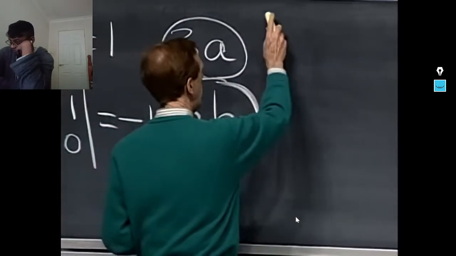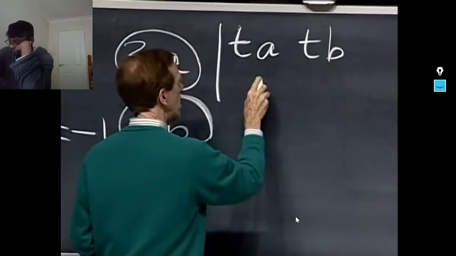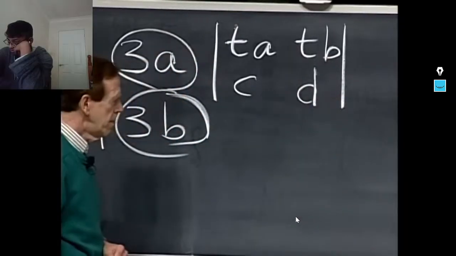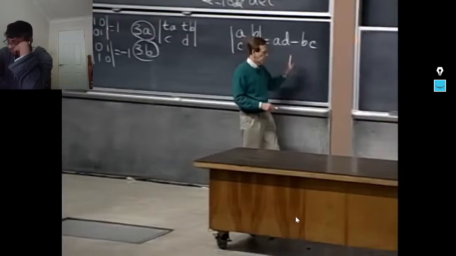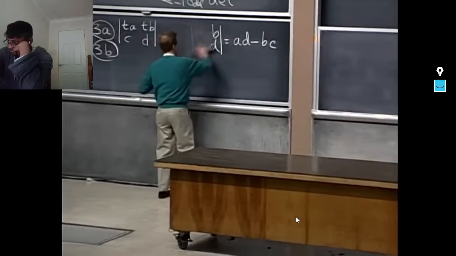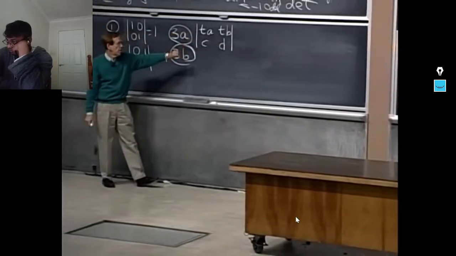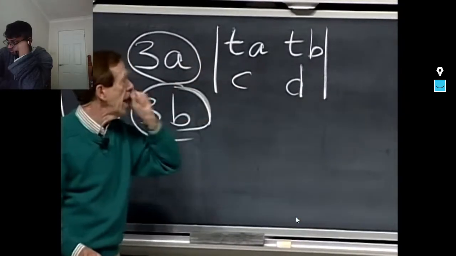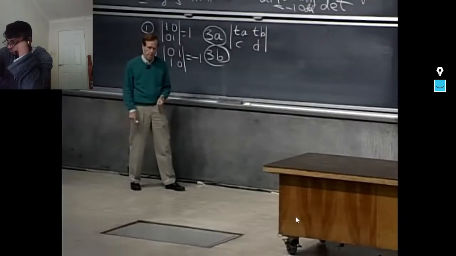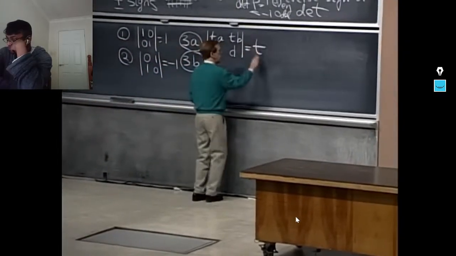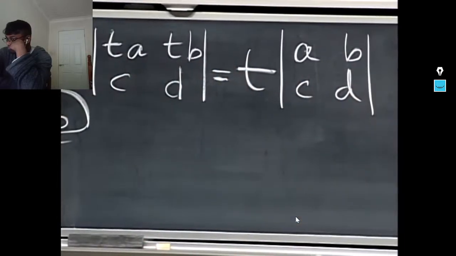Property 3a says that if I multiply one of the rows, say the first row, by a number t, that's the one we know, and you'll see that it's checked out by each property. For any matrix, if I multiply one row by t and leave the other n minus 1 rows alone, what happens to the determinant? The factor t comes out. It's t times this determinant. That's not hard.